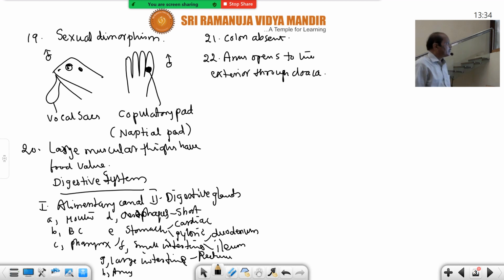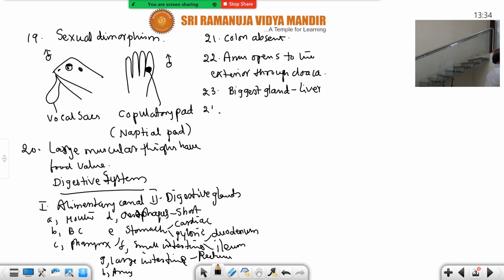So that is about the system, alimentary canal, and digestive glands. Digestive glands: the biggest gland is the liver, in all vertebrates, not only frog and man. In man, you study the digestive system in the second year. Then you will come to know about that. So the biggest gland in frog is the liver.